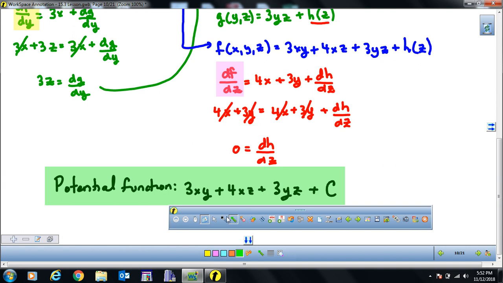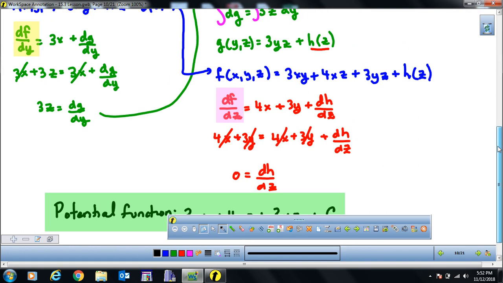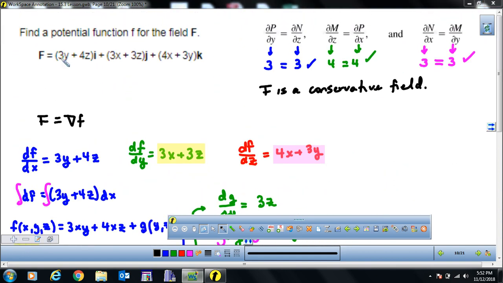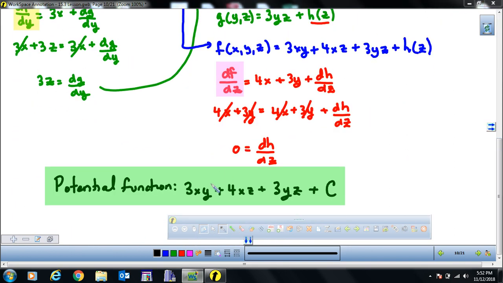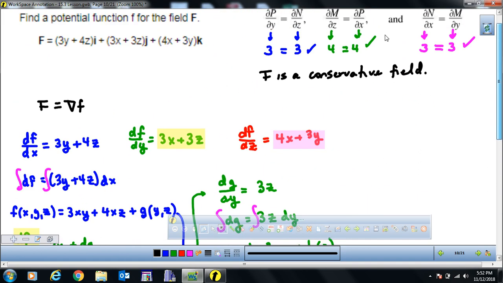So what does it mean by potential function? It means that if we get the gradient of this function, the gradient of this function is basically the same as this right here that we obtained, as we're given as this field. Okay, let's verify that. What is the derivative of this with respect to x? 3y, and this one with respect to x would be 4z. 3y plus 4z. So we go up 3y plus 4z i.